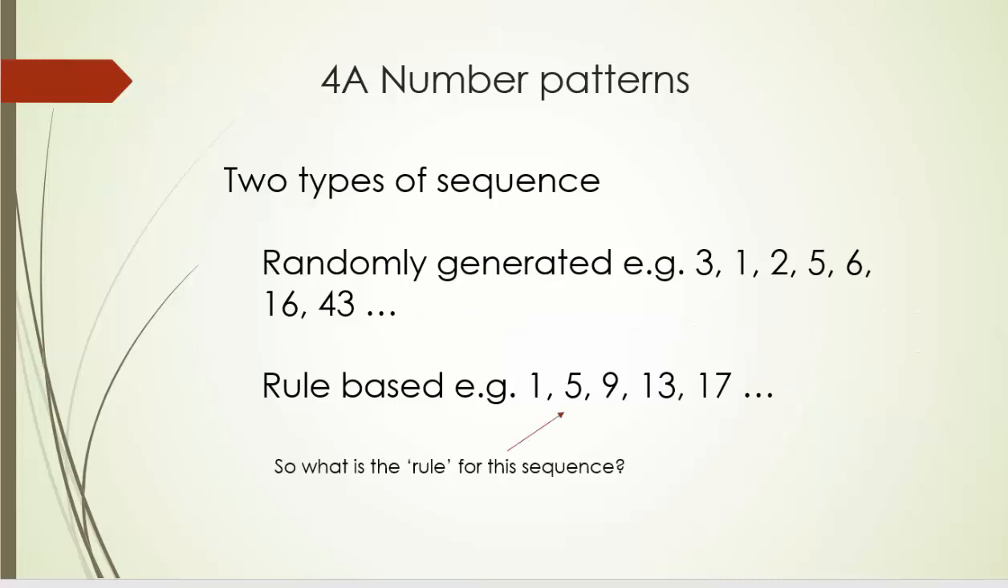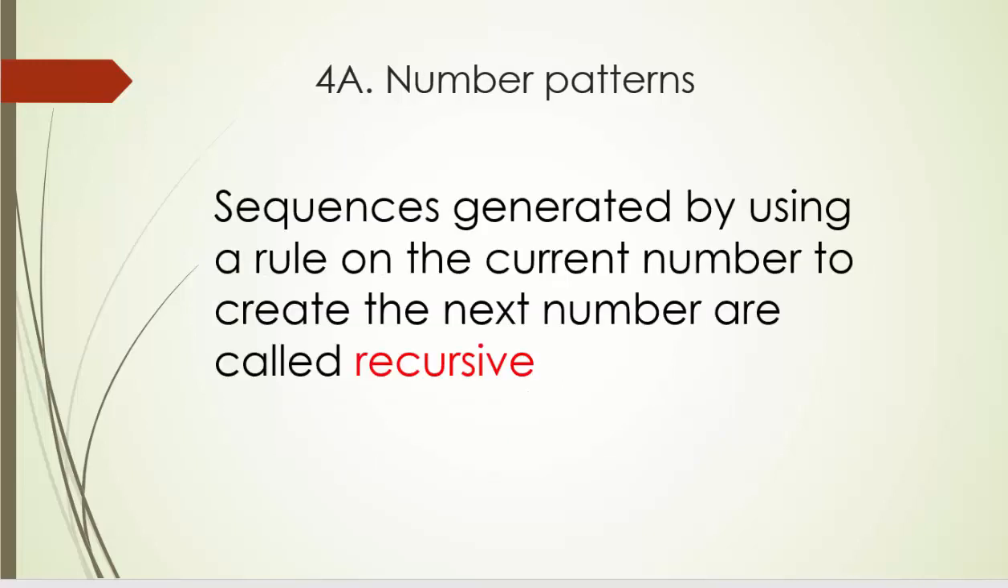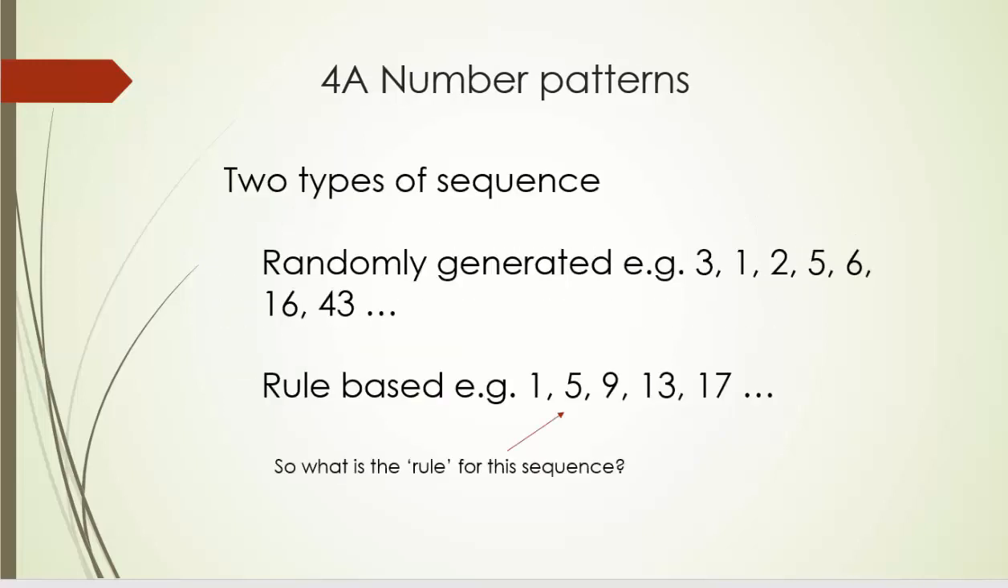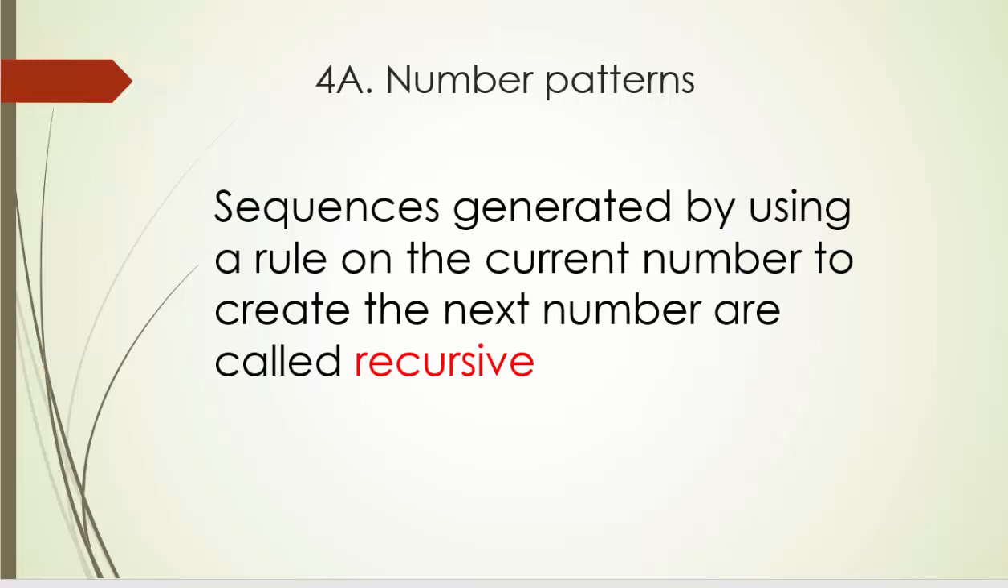So what was the rule for that one? I hope that you can see that each number is generated by adding 4. So obviously the next number is 21, and then 25, and so on. We're only obviously going to be interested in rule-based sequences in this course. Going back to that previous slide, we generated the next number in that sequence by looking at the last number. So 21 is created by taking 17 and adding 4. Now, sequences generated like that are called recursive sequences because each number depends on what the previous number was.